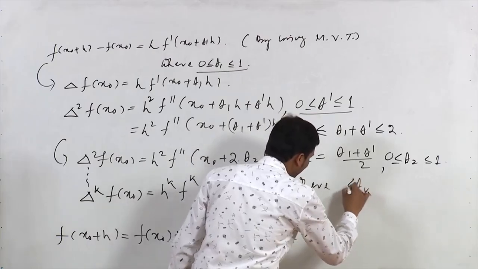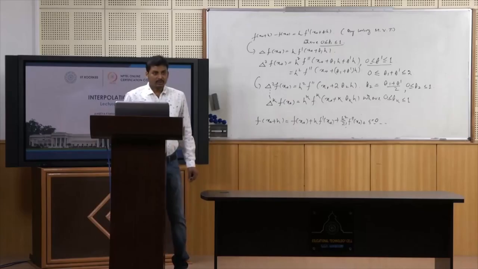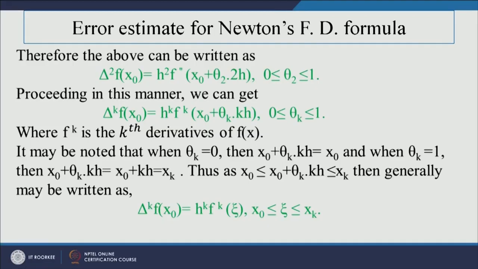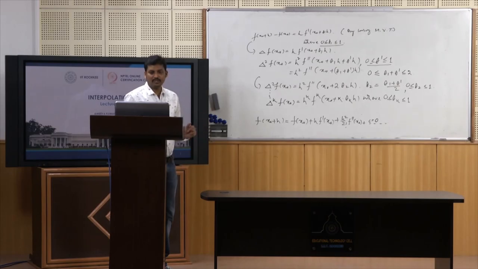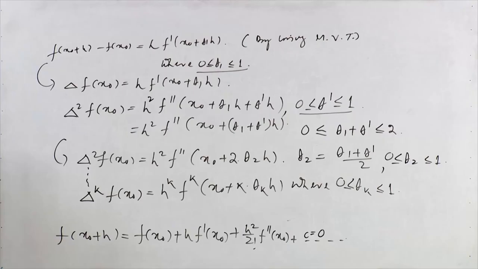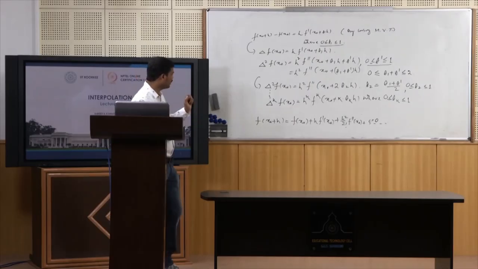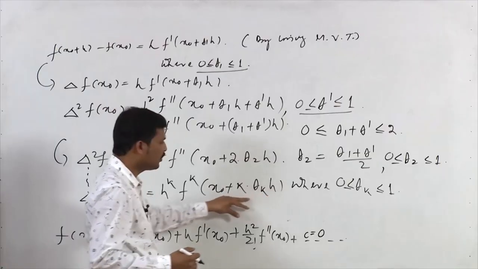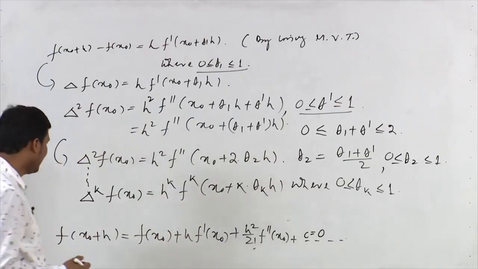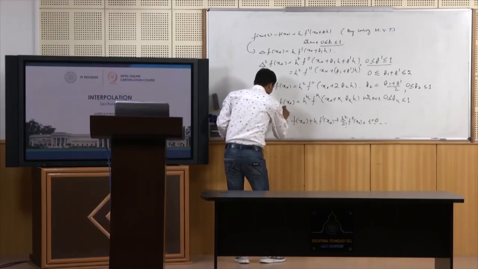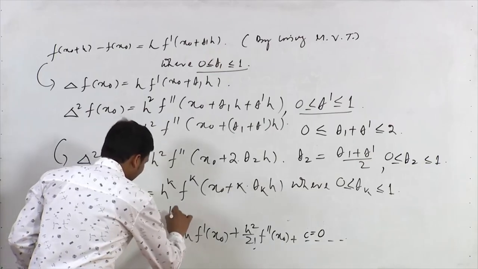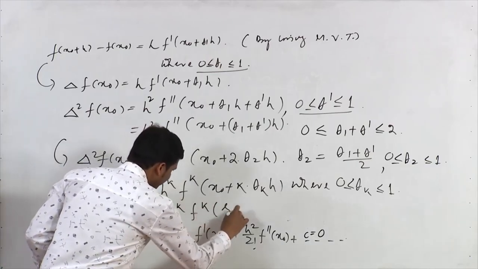theta k should lie between 0 and 1 here, where f to the power k is especially called the kth derivative of f of x. And it may be noted that since theta k is lying between 0 and 1 here, obviously we can determine the exact value of this point x0 plus k theta k into h, exactly what it is giving, whenever theta k equals 0 and theta k equals 1 there itself. So, if we can determine, then we can write it in a composite form there. And if we write in this form, then we can write del to the power k f of x0 as h to the power k f to the power k of zeta here.